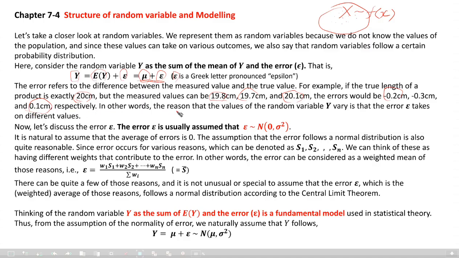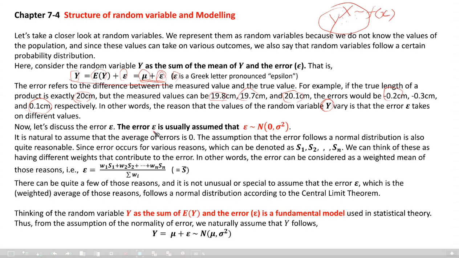In other words, the reason that the values of random variable y vary, since we do not know the value of y, is that the error takes on different values. Since the error takes different values, that's why random variable y varies. Understand that? This structure. Now, let's discuss the error, epsilon.